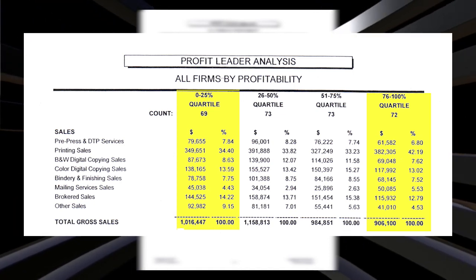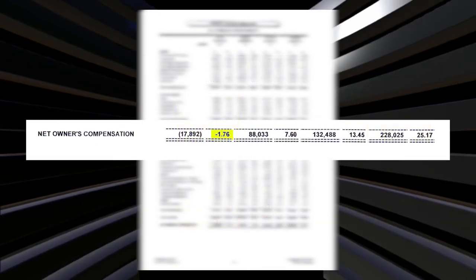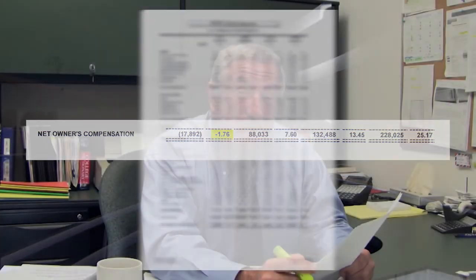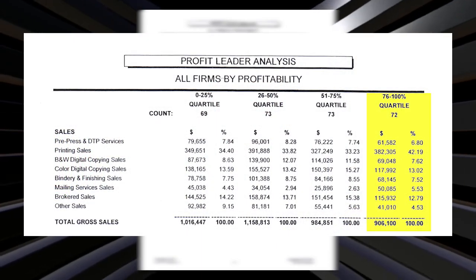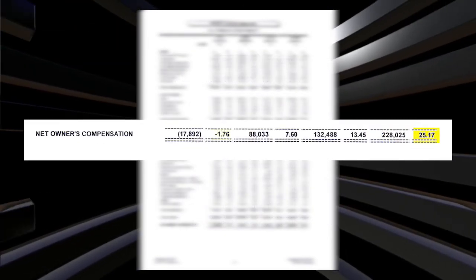Bottom quartile companies are averaging $1,016,000, and their profitability is minus 1.76%. That means they're losing almost $2 on every $100 that they take in. The top quartile, $906,000 average sales, and they're showing an average profitability or owner's compensation of 25.17%. This book is filled with information, and I can't imagine running a business without having the benchmarking study.